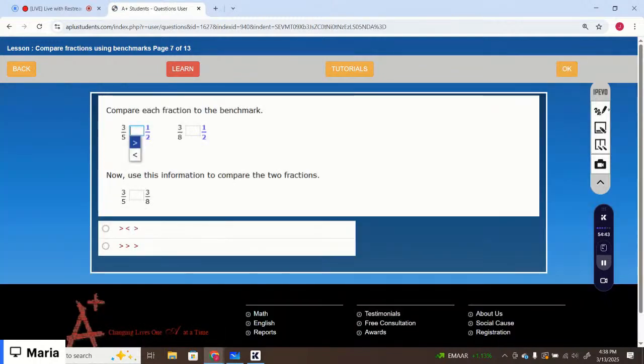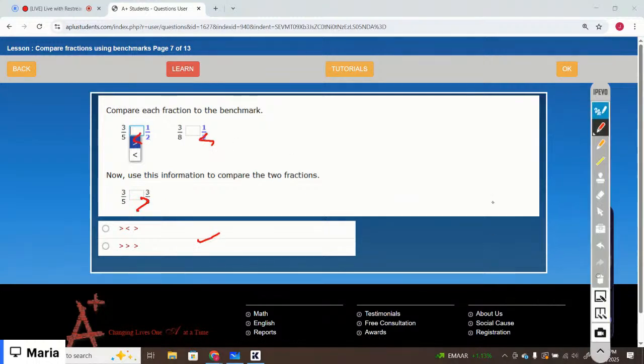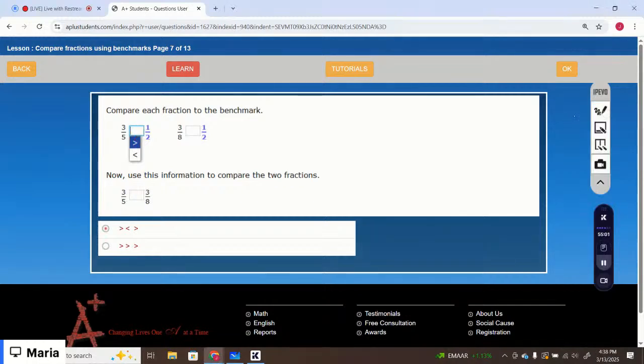3 by 5 is greater than half. 3 by 8 is less than half. So 3 by 5 is greater than 3 by 8. Option number 1 is the correct option. The correct option is option number 1.